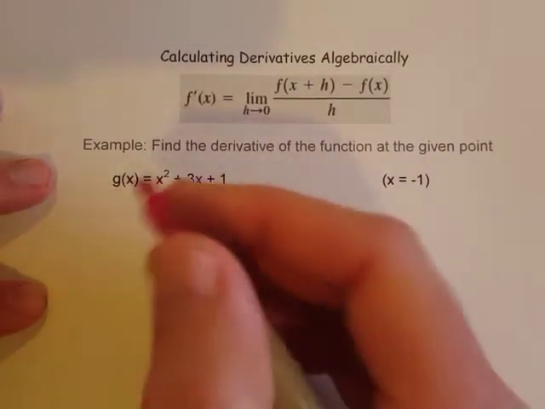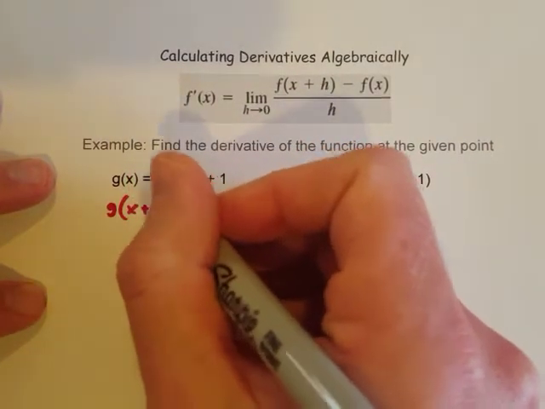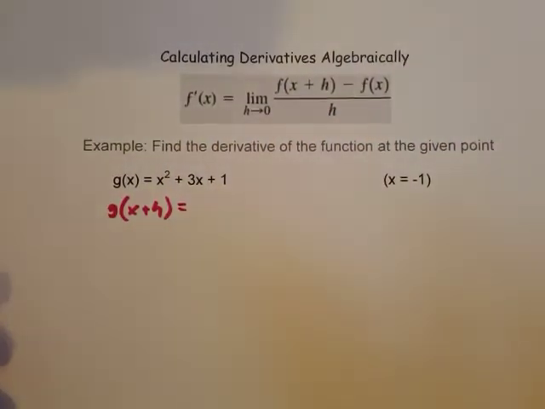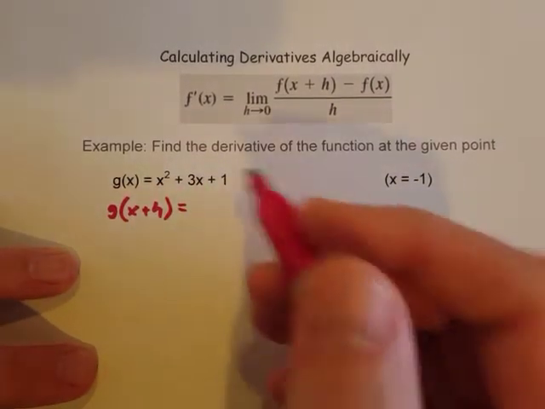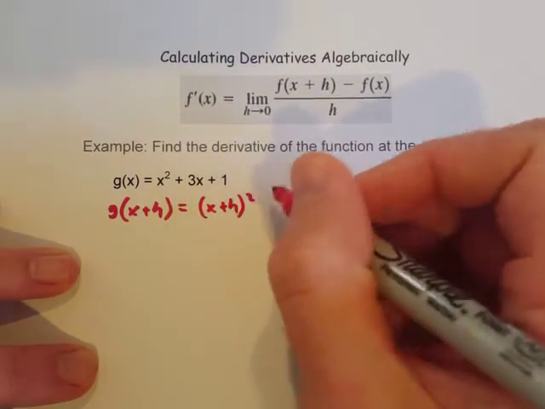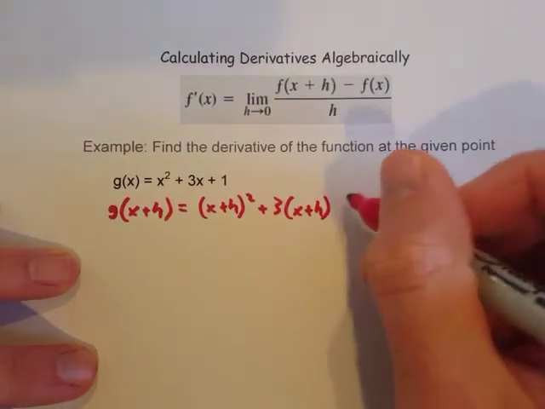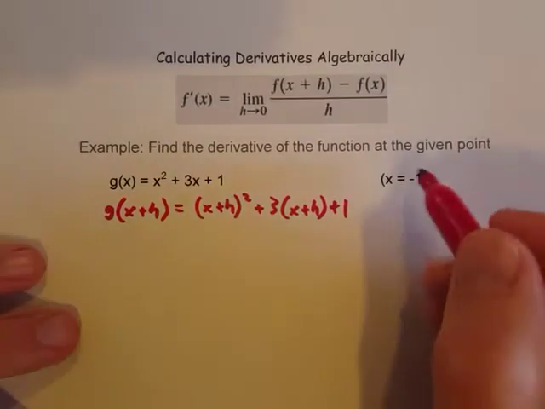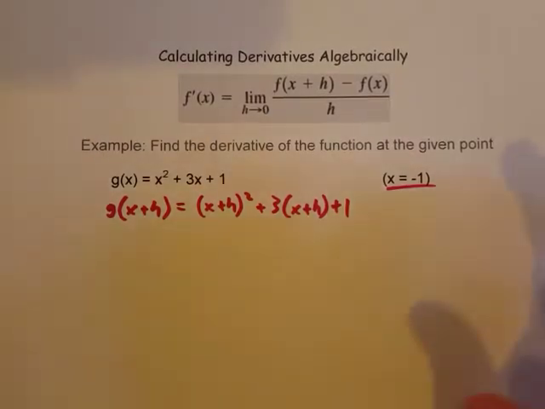What I mentioned last time is that I think it's a good idea to start by just saying what is g of x plus h, or what is f of x plus h, depending on the letter. So we're going to plug in x plus h for every spot that we see x. In this case, that means x plus h squared plus 3 times x plus h. You have to replace it for every single one of them, and that's what makes this a little bit tricky. Now, in the end, we want to find the slope at the point x equals -1. That's going to be our goal in this case.